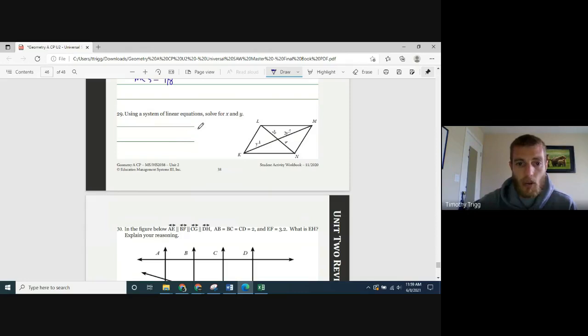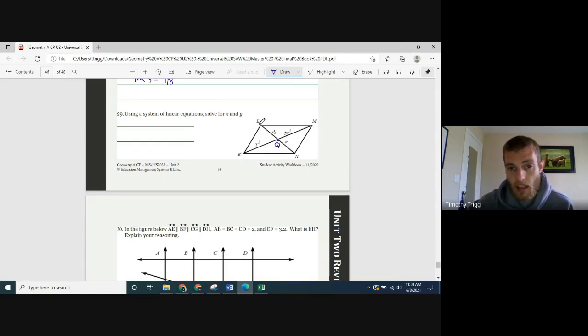Using a system of linear equations, solve for x and y. So here we have a parallelogram again. And what we want to recall is that when the diagonals of a parallelogram cross each other, they bisect each other, meaning that the length from L to the center, I'm just going to call the center Q. So L to Q will be the same length as N to Q. Similarly, K to Q will be the same length as M to Q.